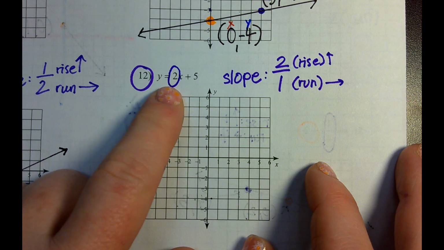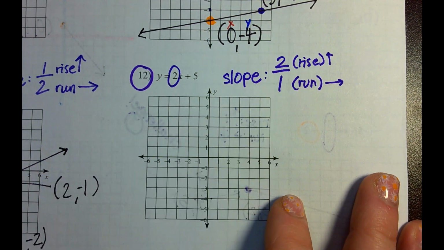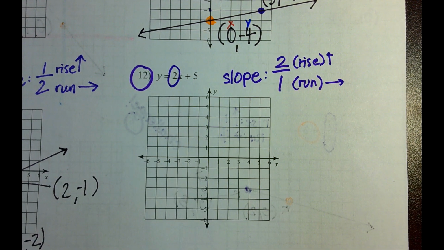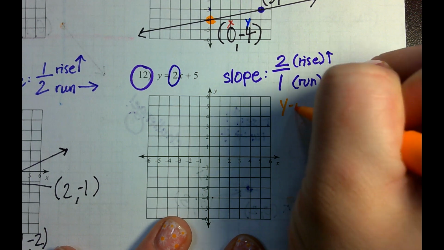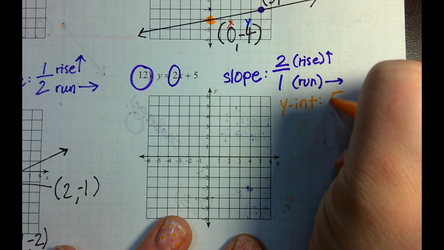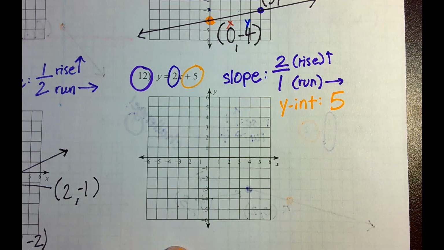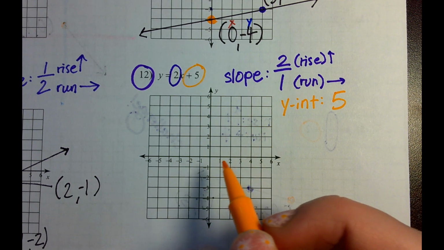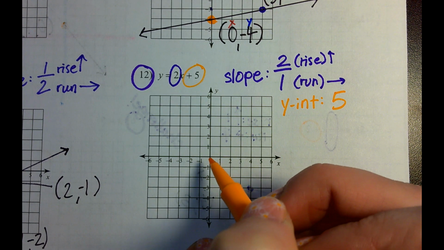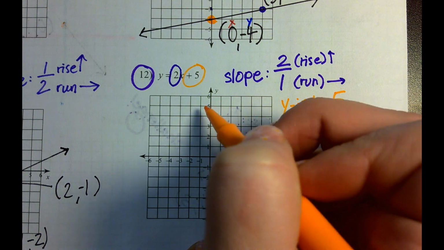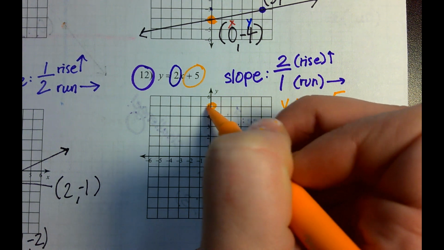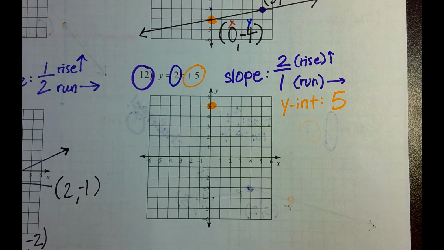All right, let's look at number 12, now that we know our rule for whole number slopes. So our slope is 2, so we changed it to 2 over 1. So we have our rise and our run. What's my y-intercept? 5, yes. So where do I start? Up to 5. And this is another one that goes off the graph a little.